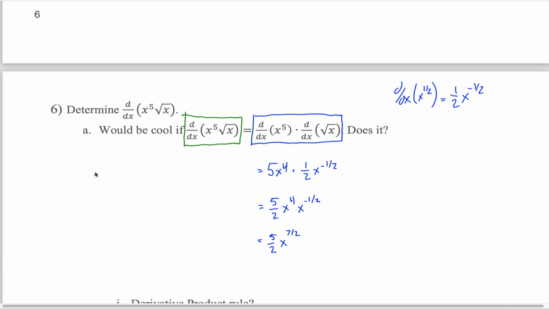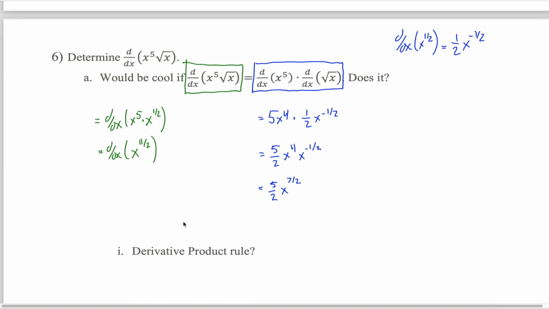What we have in green is the derivative of x to the 5th power times x to the 1/2 power, because the square root of x is the same as x to the 1/2 power. And much like over here, when we had two different exponents with the same base, we could add up the exponents. We can add up the exponents here. X to the 5th times x to the 1/2 is x to the 5.5 power, in other words, x to the 11/2 power.